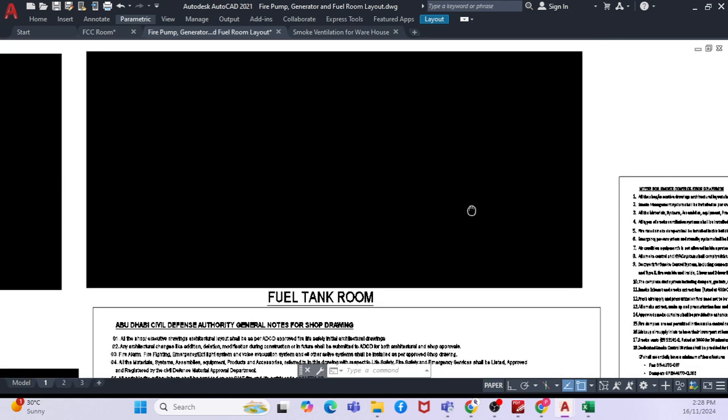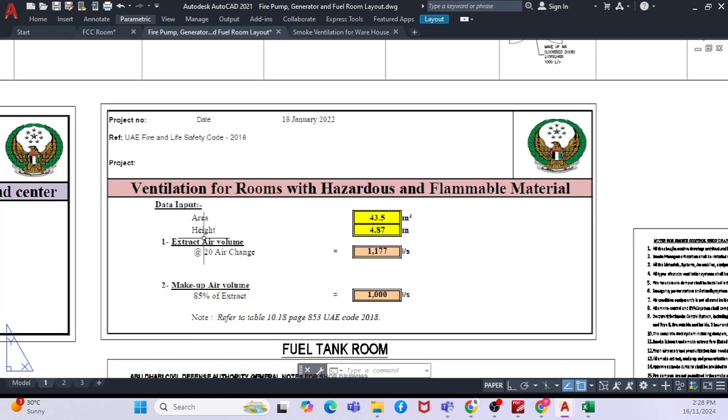As per the local code, the standard format is 20 air changes per hour for exhaust air, and then makeup air. Whenever you submit for local civil defense approval, you will submit with this particular Excel sheet. It covers ventilation for rooms with hazardous and flammable material, and you have a data input.